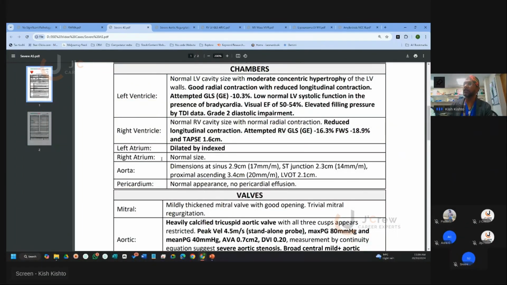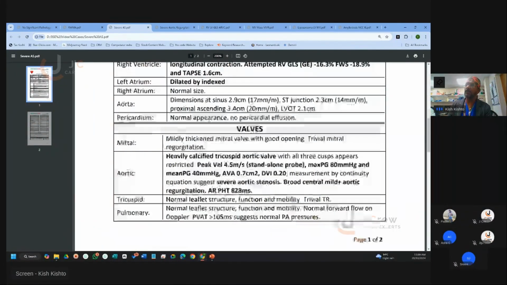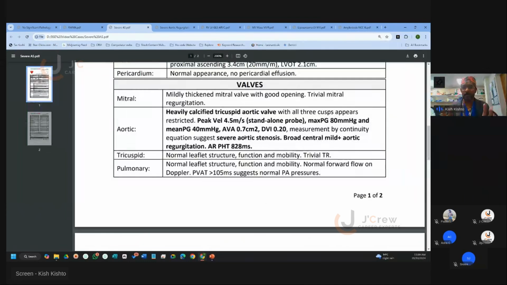So for the RV, we put normal size, normal radial contraction, reduced longitudinal function. Again, that's from my GLS a bit and from what I've seen. Dilated LA by index, normal RA, and the dimension of the aorta there. I'll put everything in. The key thing here I want to discuss is the AS. For the aortic and mitral valve, we put opening and trivial MR.